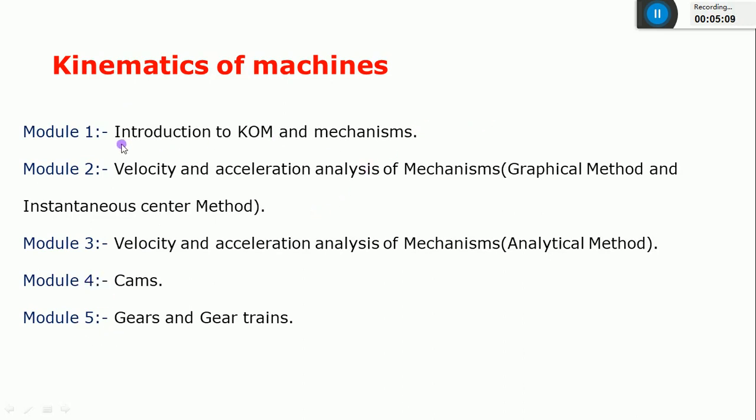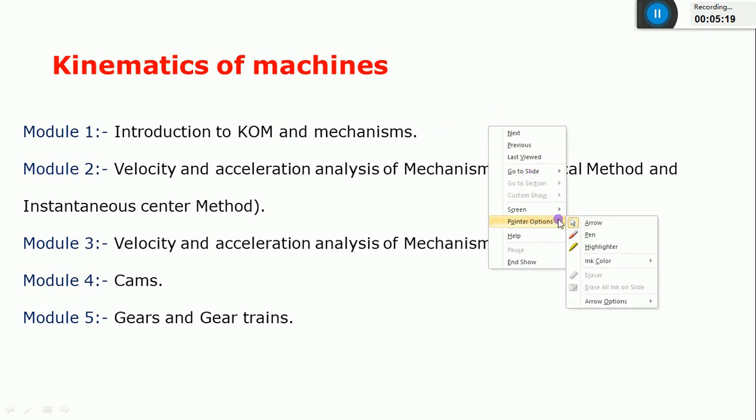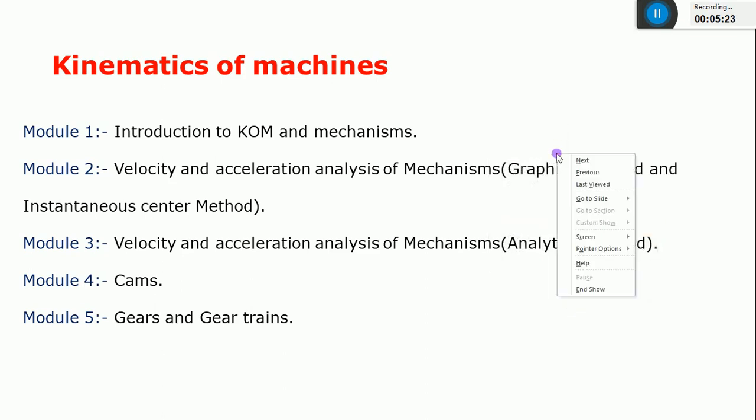Let me know whether my cursor is visible or not. This pointer, anyone? They're not clear, sir. This highlighted portion is visible, no? Yes, sir. Okay, thank you very much.